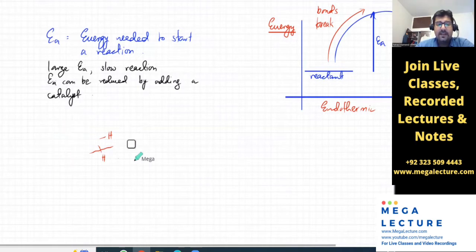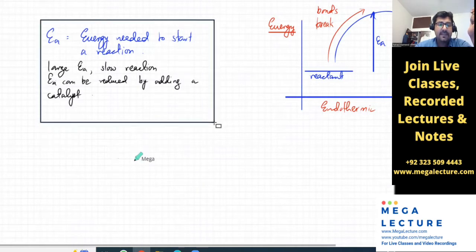Anyways, moving to this. Remember activation energy, what does it do? If it's very high, it slows the reaction, and it can be reduced by adding a catalyst. So activation energy can be reduced by adding a catalyst.